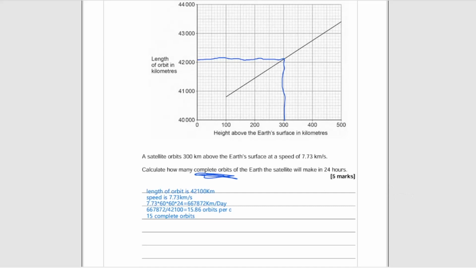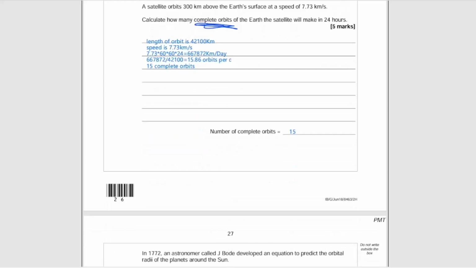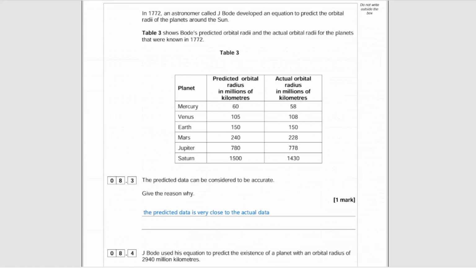So instead of just rounding to 16, you truncate it to 15 and you get 15 complete orbits. And then in 1772, an astronomer called J. Bode develops an equation to predict the orbital radii of the planets around the Sun. Table 3 shows the predicted radii and the actual radii.